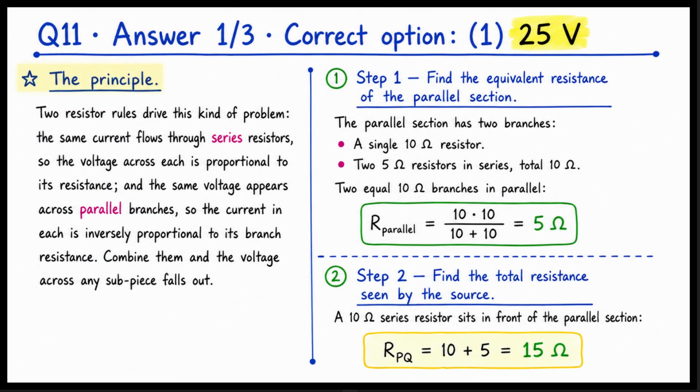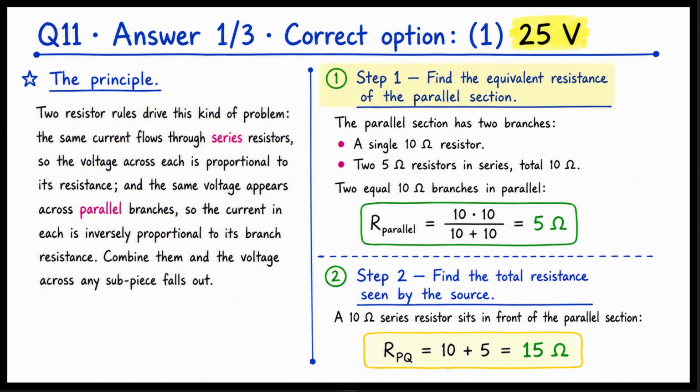The principal two resistor rules drive this whole problem. The same current flows through series resistors, so the voltage across each series piece is proportional to its resistance. The same voltage appears across parallel branches, so the current in each branch is inversely proportional to that branch's resistance. Combining the two rules gives the voltage across any subpiece.